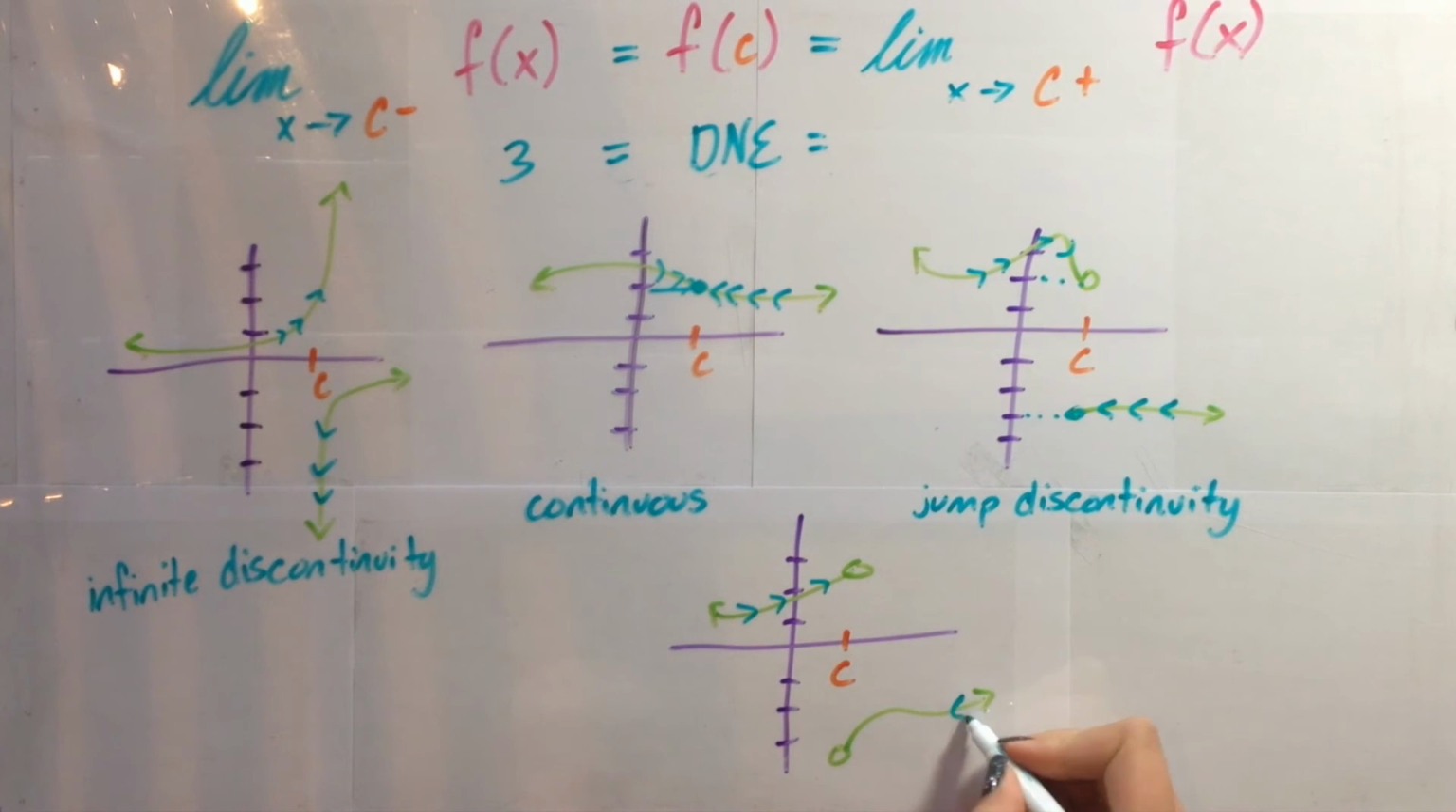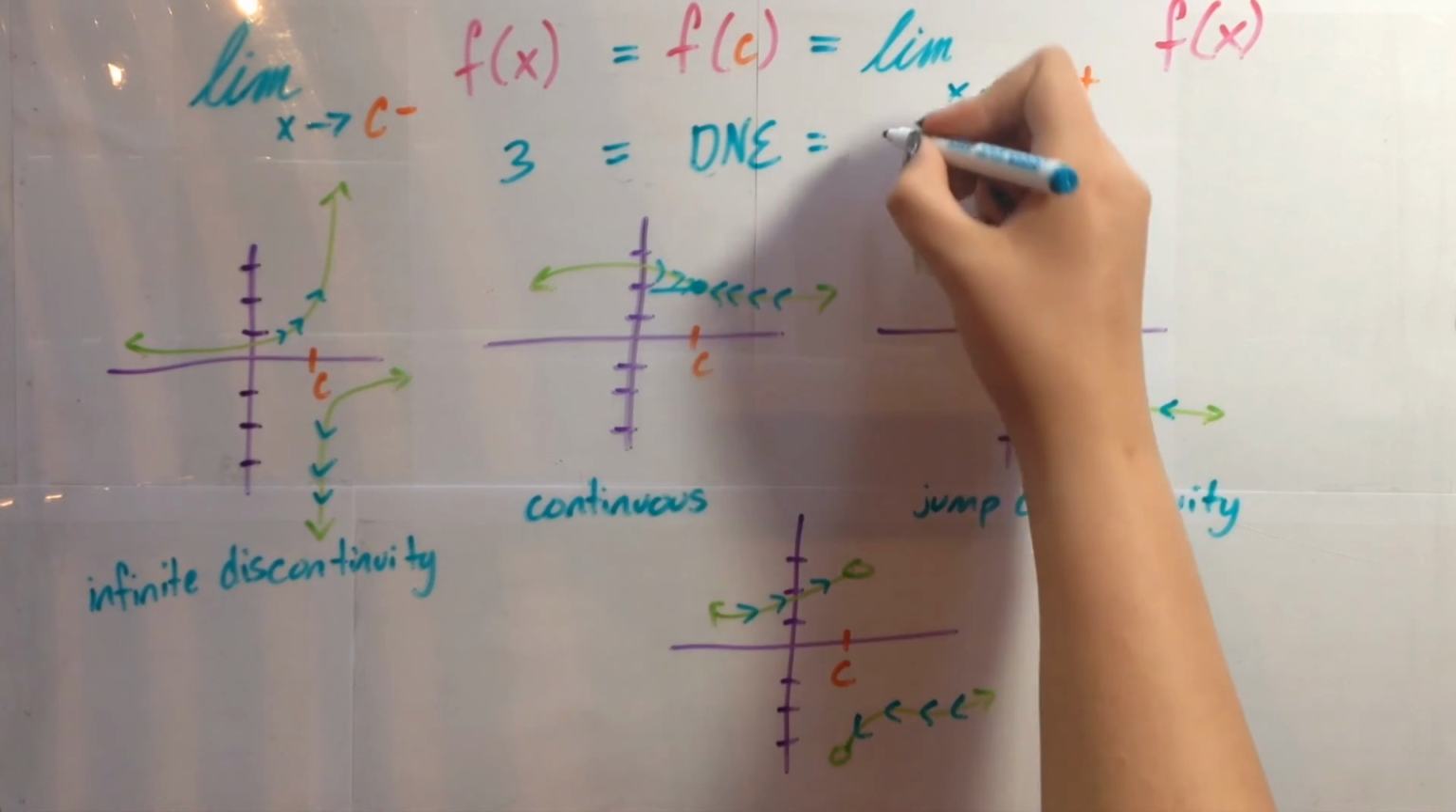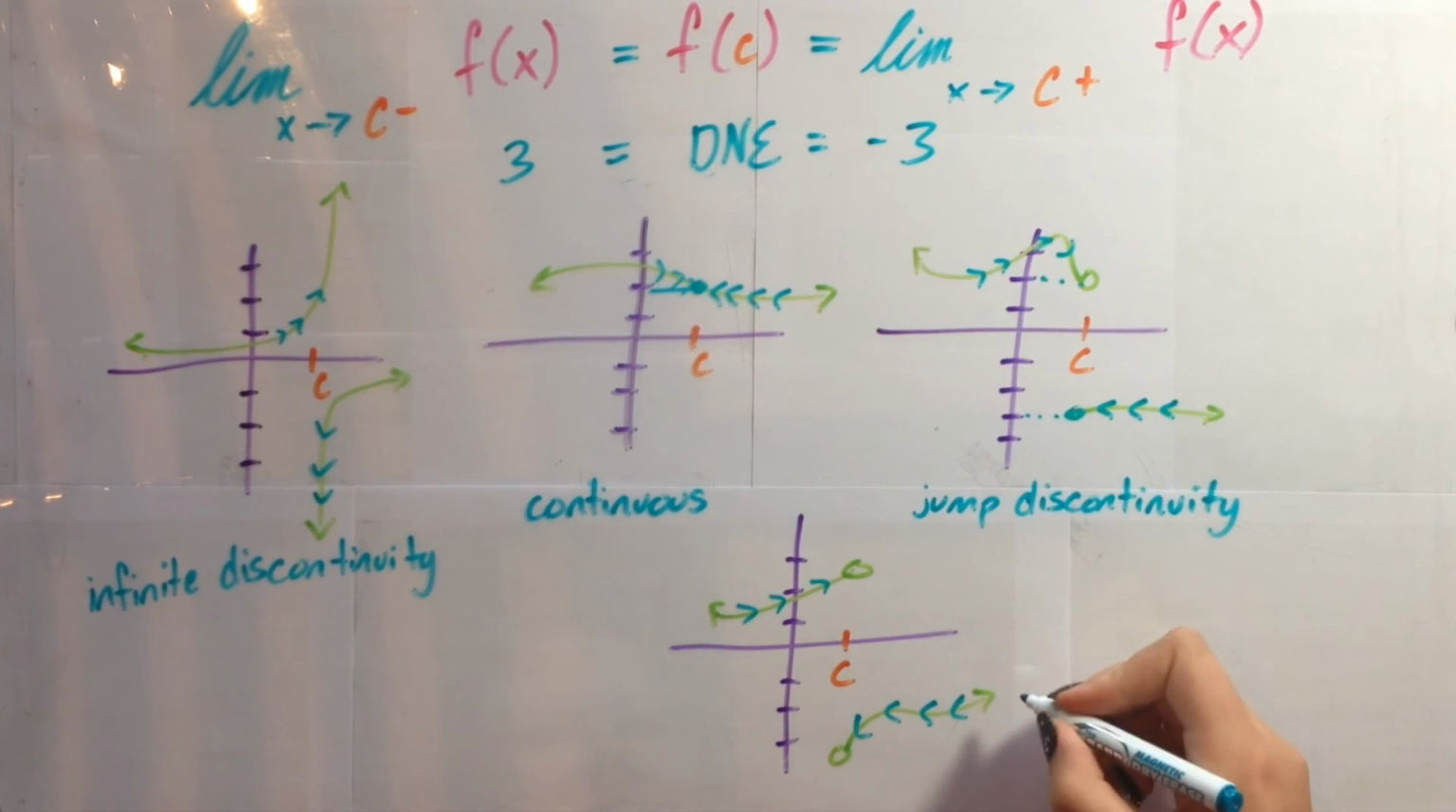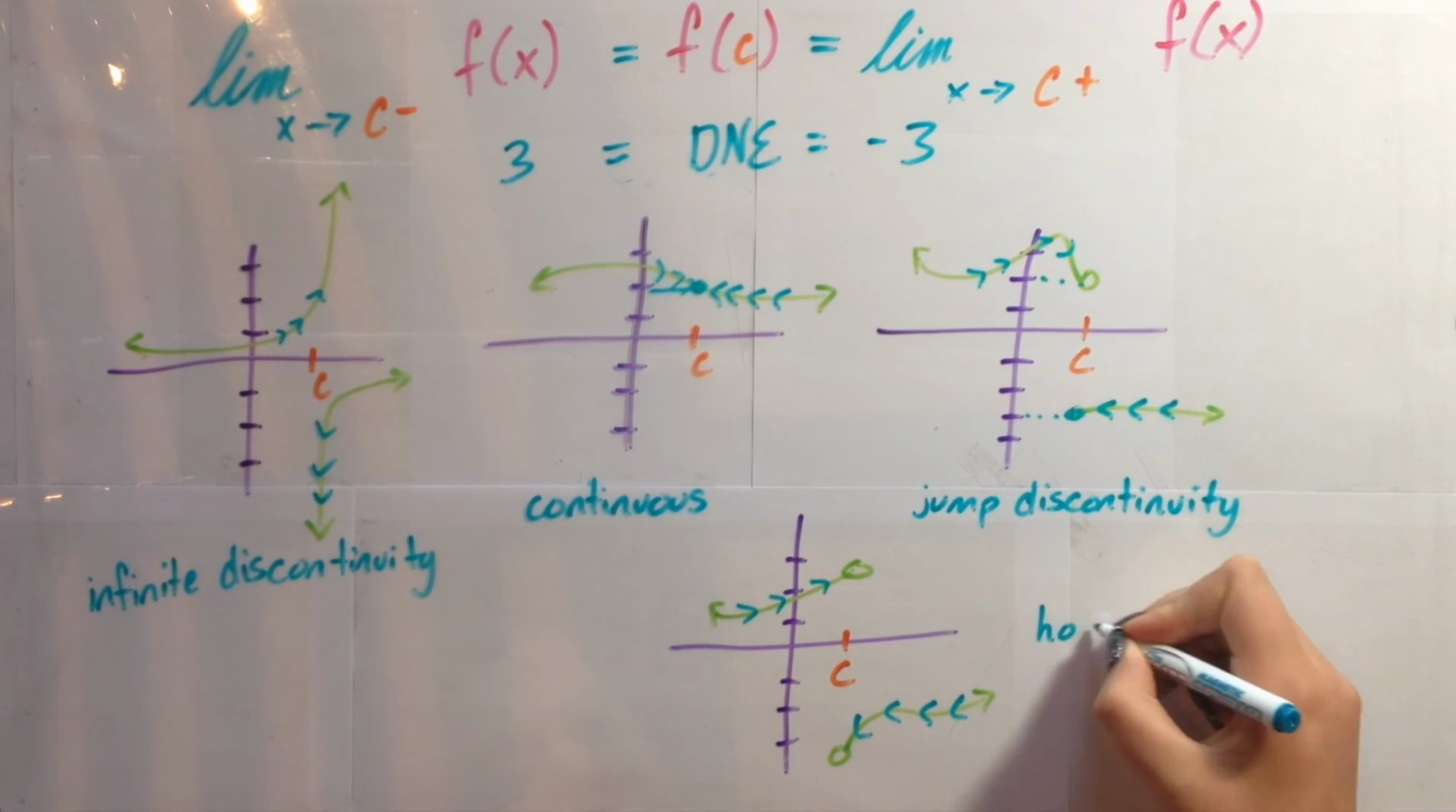Next, we'll start from the right side, moving towards c. Our point here is approximately -3. These 3 values are not equal to each other. Therefore, our graph is not continuous at c.